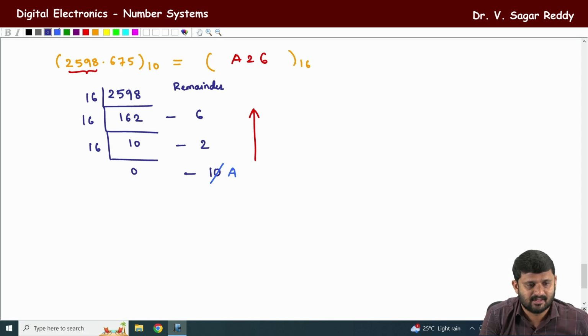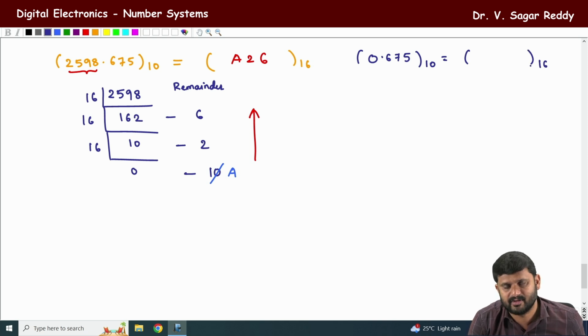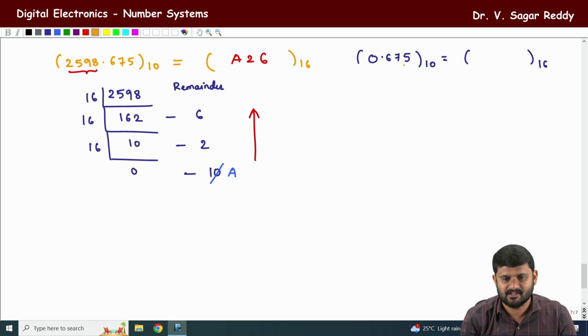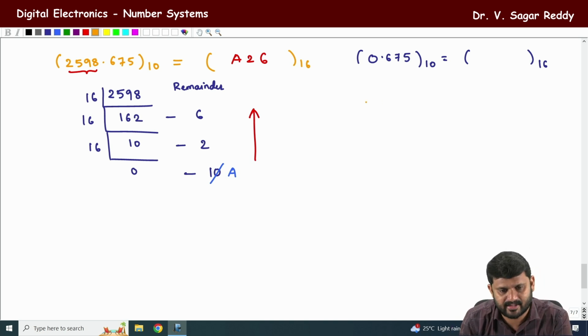Now we will take 0.675 and convert this number into hexadecimal. Here we will use successive multiplication. We multiply this fraction with the radix and get a number. Then we take the integer and the new fraction, and the new fraction is again multiplied with the radix 16.